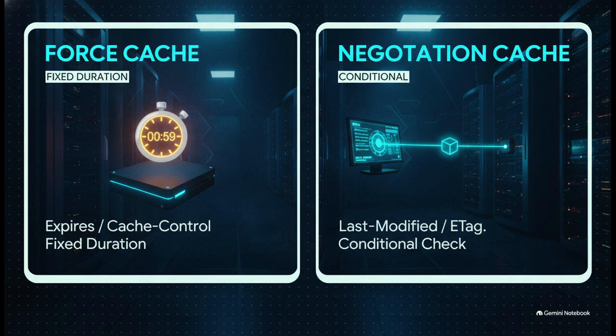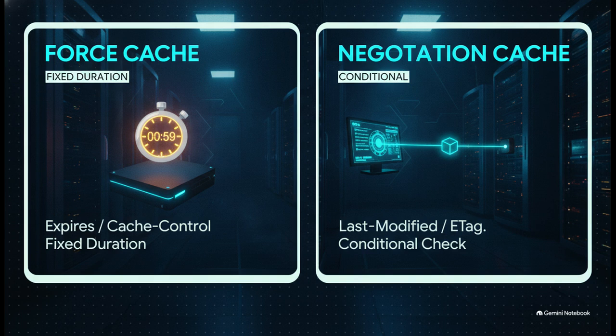First is force cache. This relies on fixed expiration times, using HTTP headers like expires or cache control. It's basically like checking the expiration date on a carton of milk. If the date hasn't passed, the browser just grabs the files straight from your hard drive. Zero network latency. Bam. But what if the time is expired?